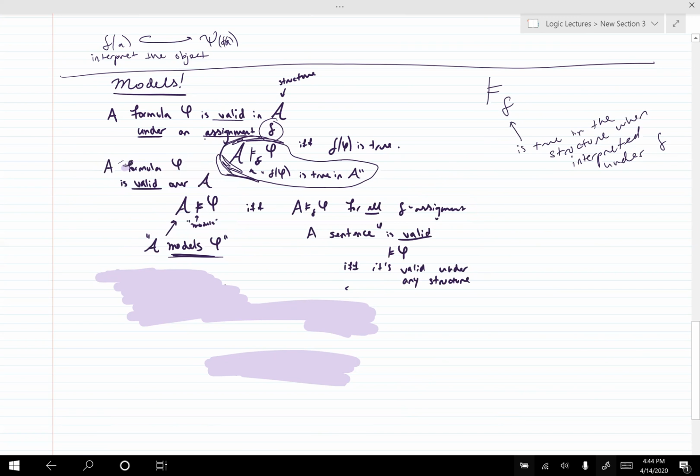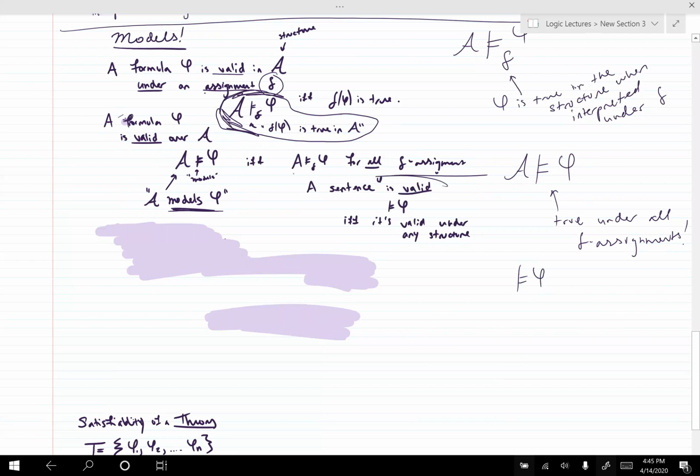A formula is just plain valid over a structure if it is true under all possible delta assignments. Let's write it this way. Actually, you know what? I shouldn't write this. I should write the script here, because this specifically is different. It's just plain valid if it's valid under any structure. So just plain valid statements.